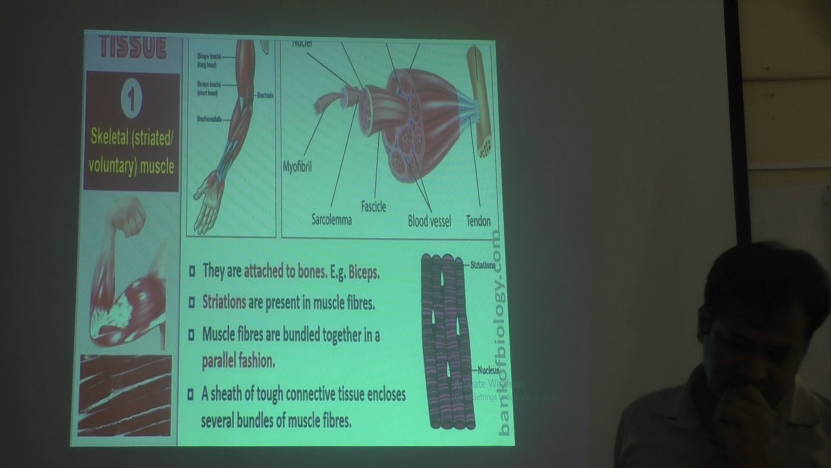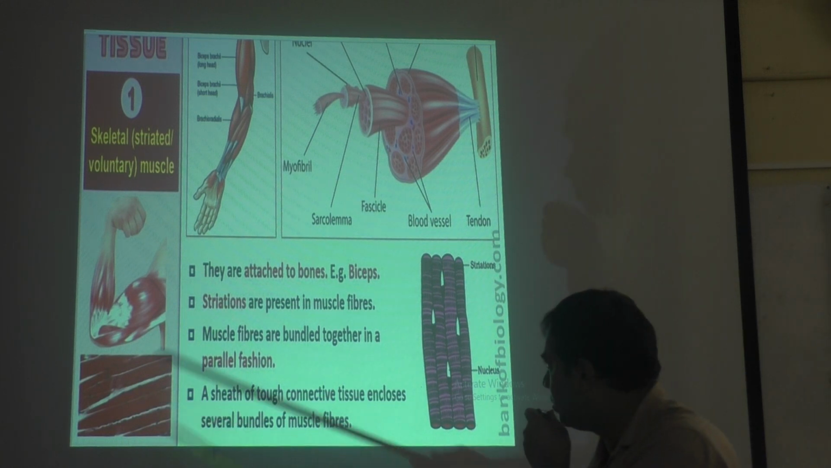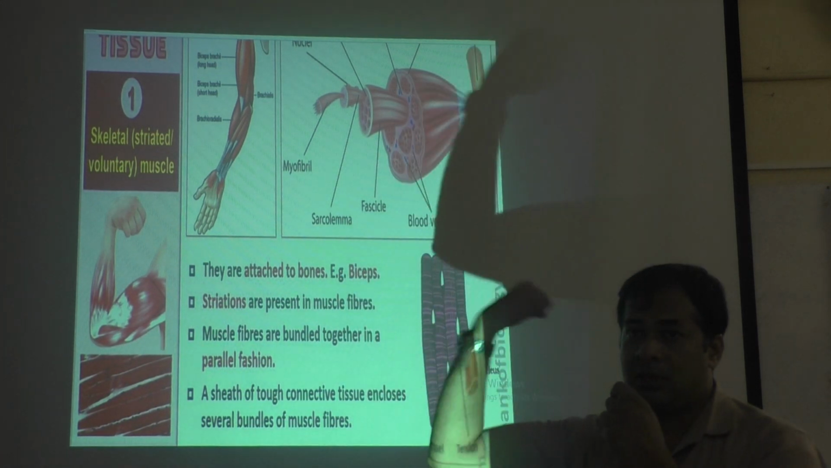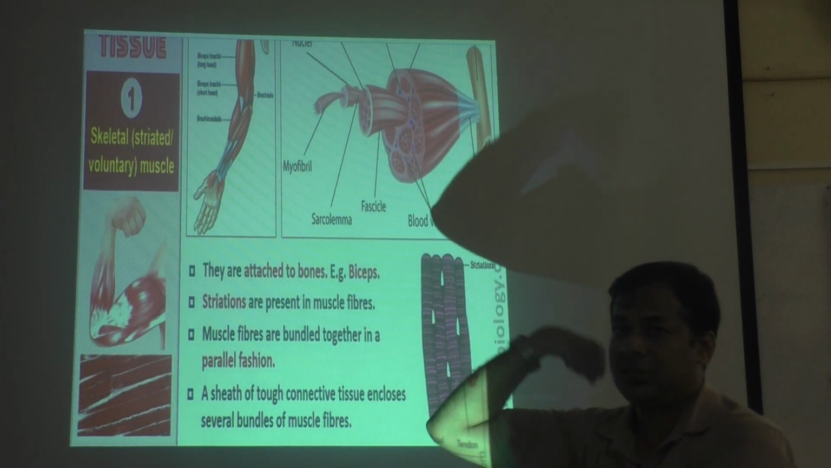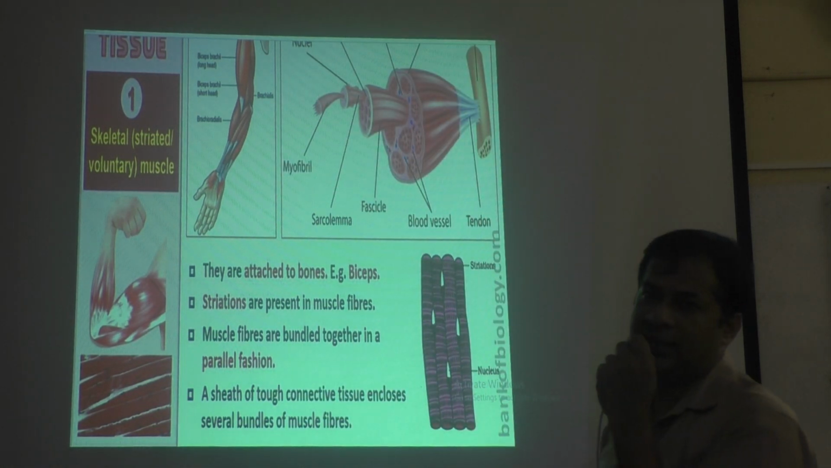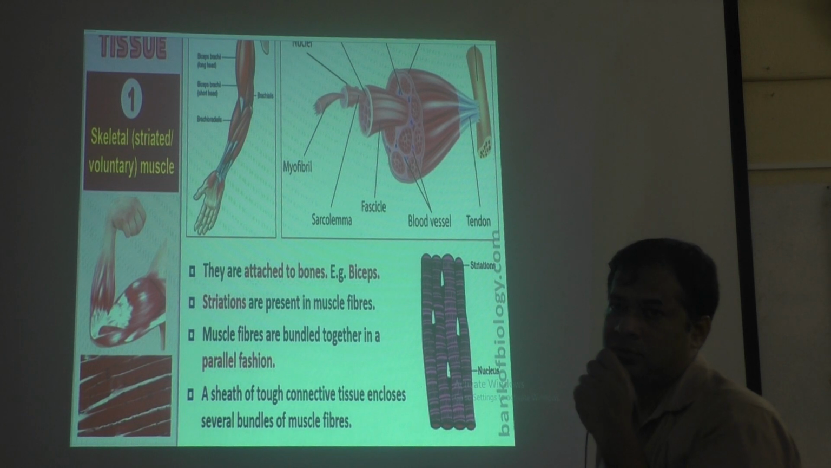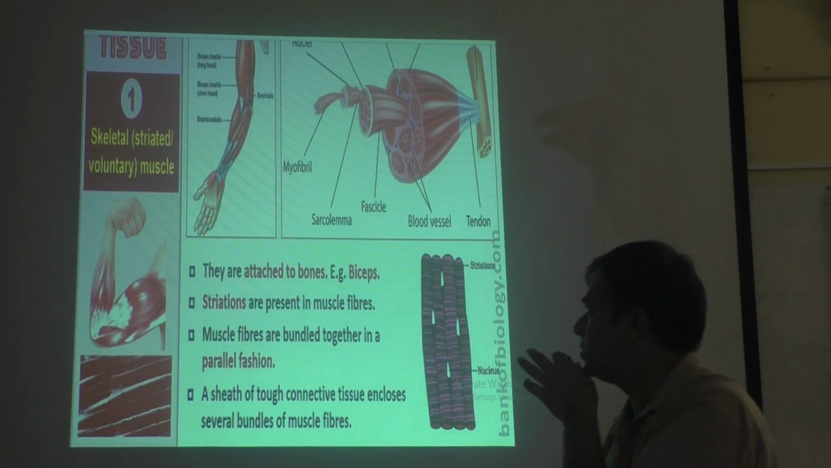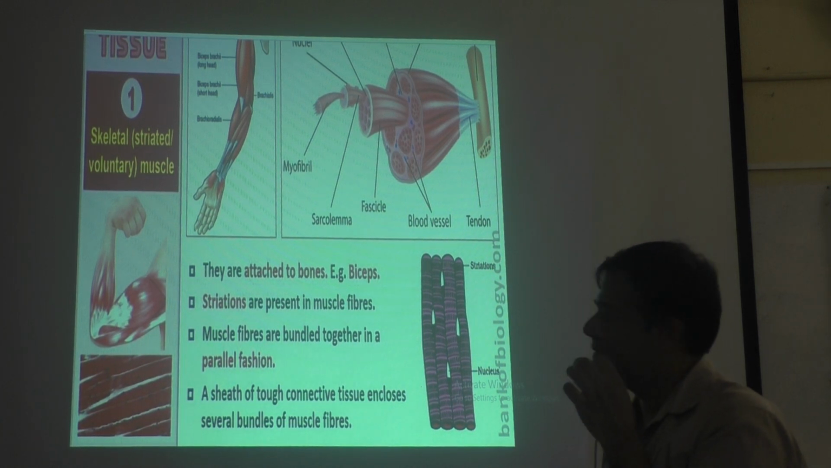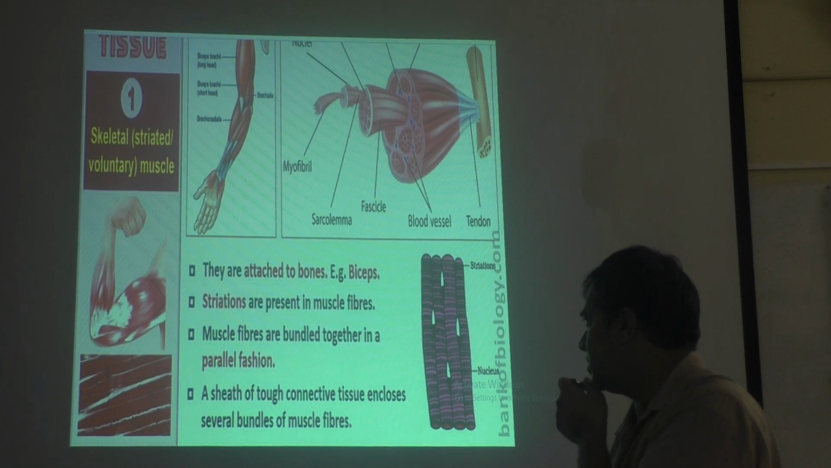So one by one, let us see. The first one is skeletal muscle. I already told you, skeletal muscles are attached to the bones, like the biceps. All these muscles which are under our control are attached to bones. What joins skeletal muscles with the bone? The tendon. Then striations are present on the muscle fiber.